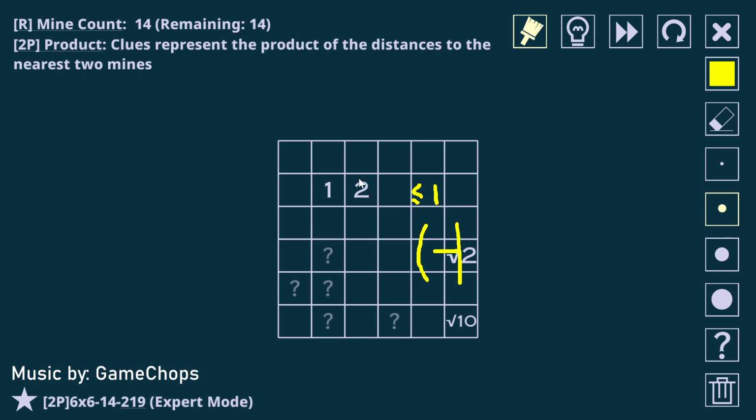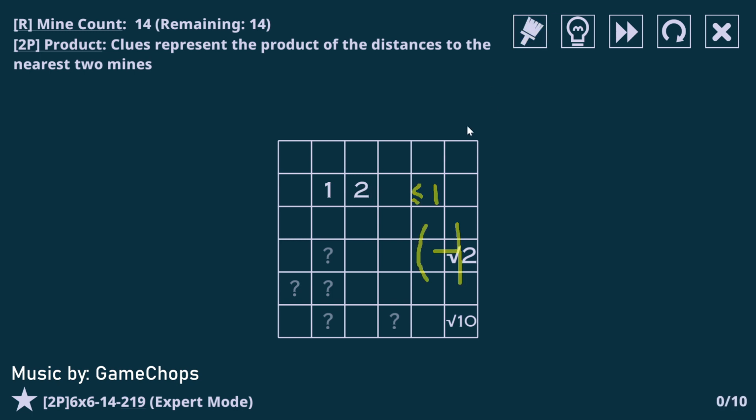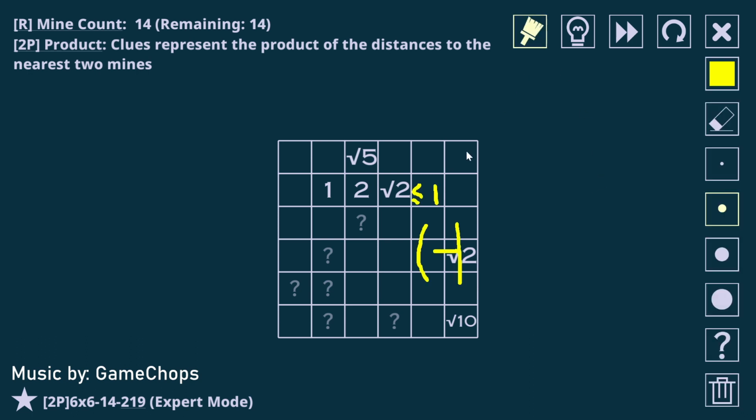Well, it can't be 1 and 2 because we know there are at least 2 mines in those 3 cells, which means there is at least 1 mine in one of those cells, and therefore this can't be 1 and 2 because there is a mine that is root 2 away, which is between 1 and 2. So this has to be root 2 times root 2, which means there can't be anything that's 1 away. Whoa, nice, okay. That's kind of crazy, dude.